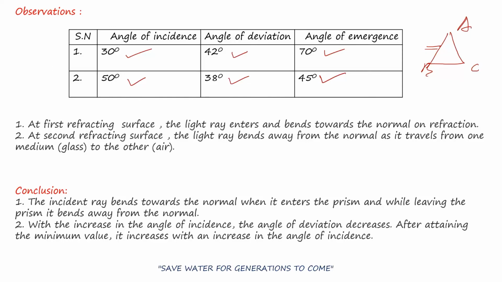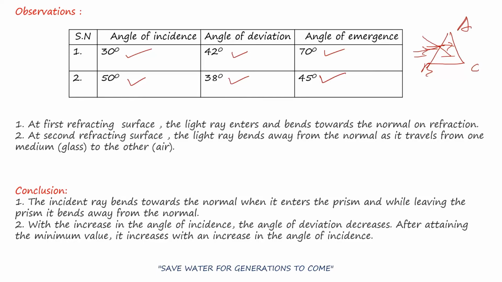The light ray enters and bends towards the normal. So this is the normal and here it is incident ray. It bends towards the normal this way because light is going from rarer to denser medium. It bends towards the normal on refraction.